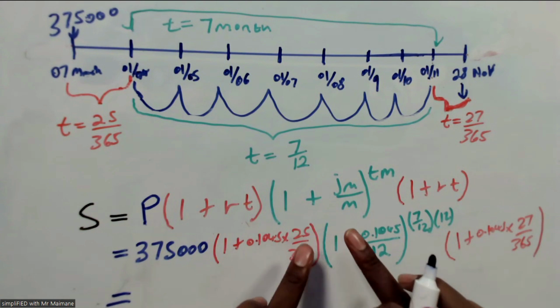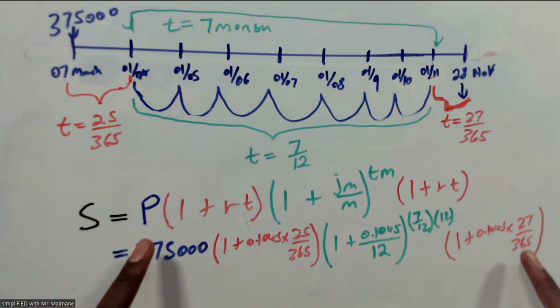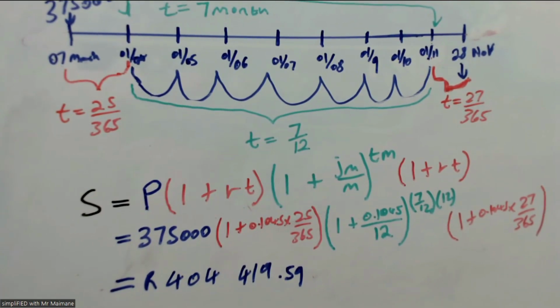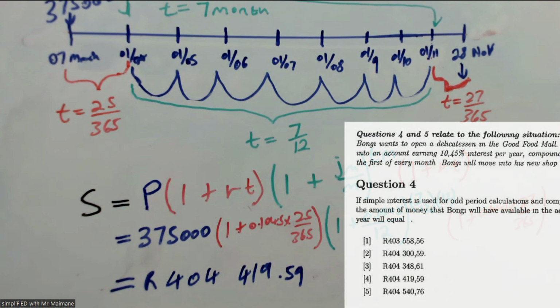When we punch this whole thing on a calculator, you can simplify this using your calculator because we have modern calculators now. If we punch this on a calculator, we'll get 404,419.587, which is closer to 5.9. So that will be our option 4.